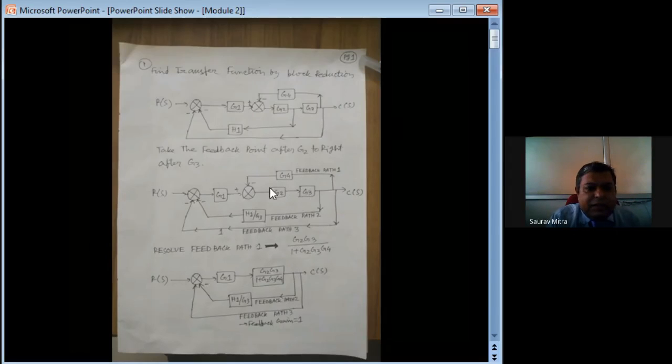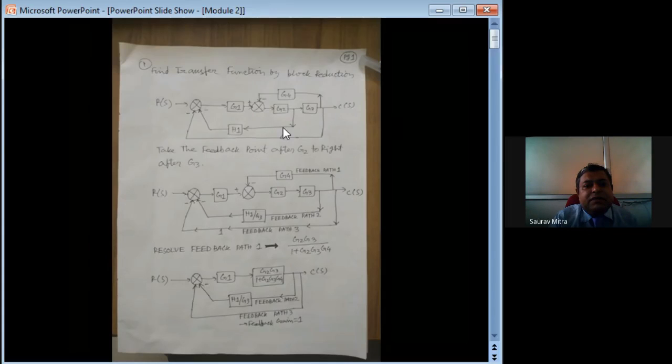So if you are shifting the point to the right side, at that time what happens is, previously this H1 was there just after G2. Now as you are shifting this point to the right, that means previously whatever feedback you were taking, the G3 component was not there. Now as you are taking it to the right, so this forward path is getting multiplied with G3 and then it is being fed back. Hence this H1 is to be modified with H1 by G3.